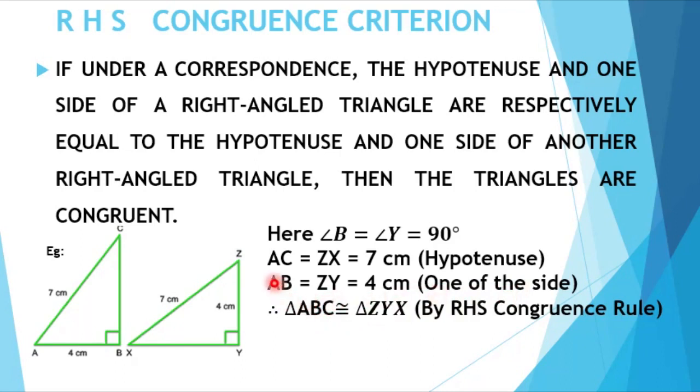Now you can see that vertex A corresponds to vertex Z. Similarly, vertex C corresponds to vertex X. Here also we have written A corresponds to Z, B corresponds to Y. So while writing the congruence, we can write triangle ABC congruent to triangle ZYX by RHS congruence.